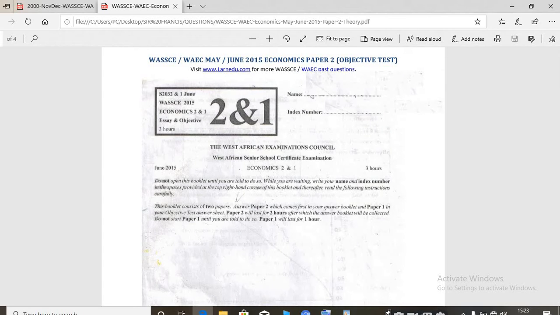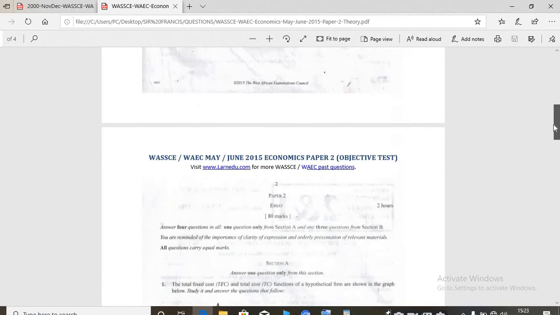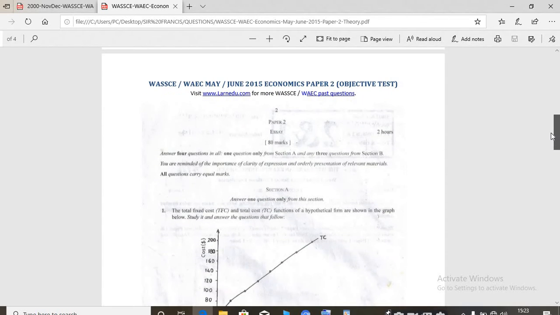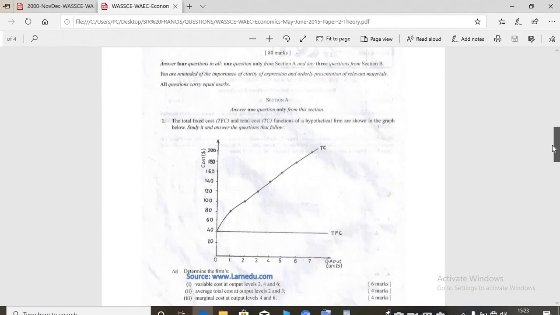May-June 2015 paper 2. You're going to start with section A of the paper, which has to do with the theory, the essay aspect of it. It's the essay part of paper 2. I'm going to start with question number 1.